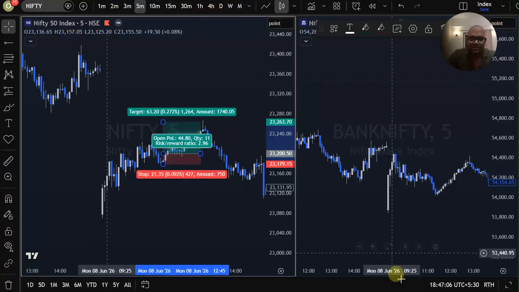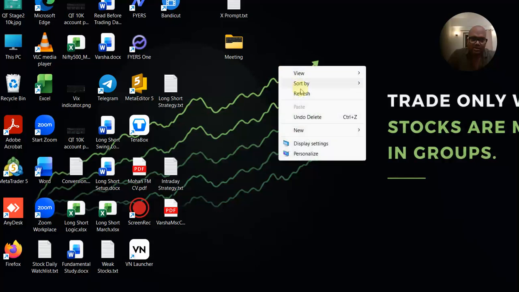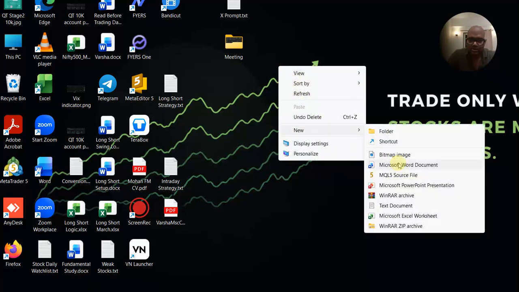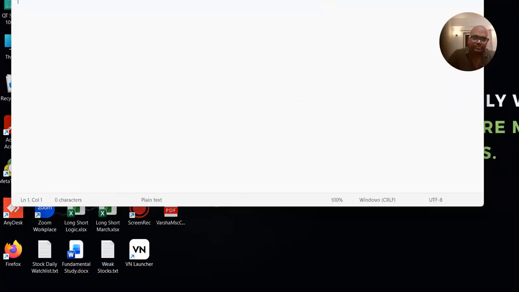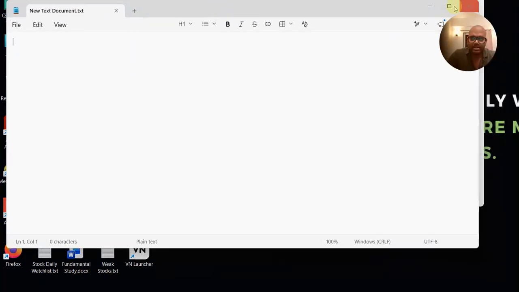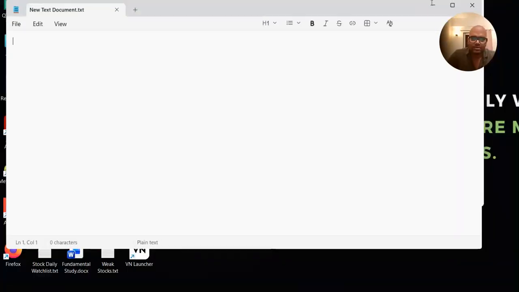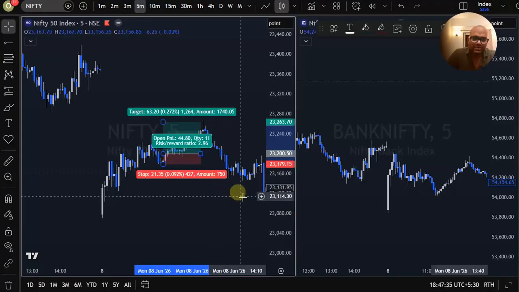So what I will do is open a notepad. So this is the notepad. We got around 3 R. This is the first trade.